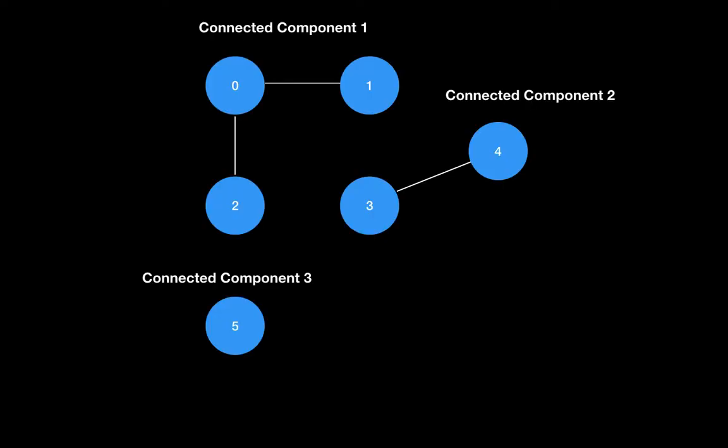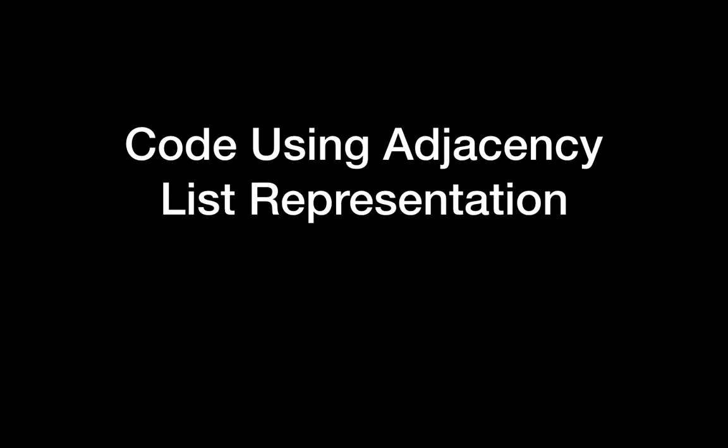This is the graph that we will be talking about. This has three connected components. In the first connected component we have vertices 0, 1 and 2. The second connected component has vertices 3 and 4, and the third connected component has vertex 5. We are going to now explore the code using the adjacency list representation.